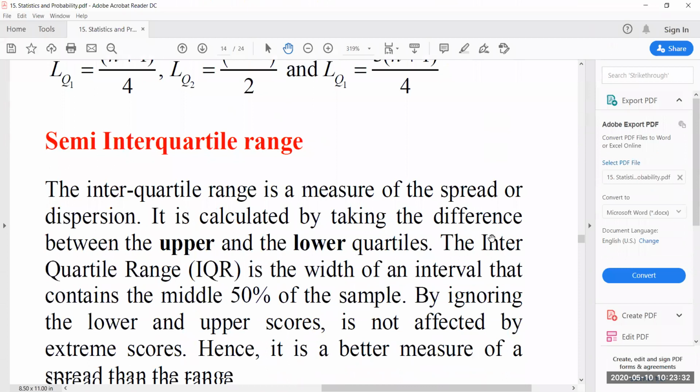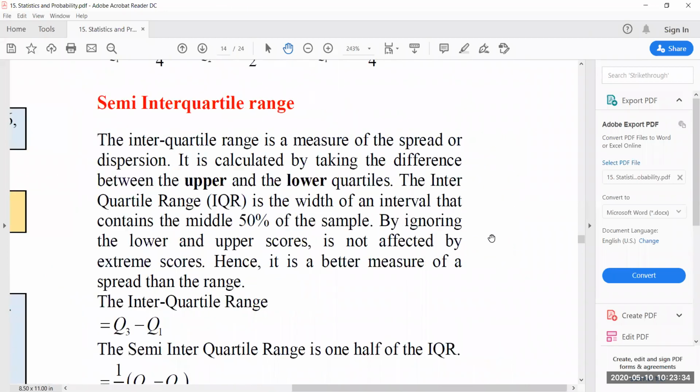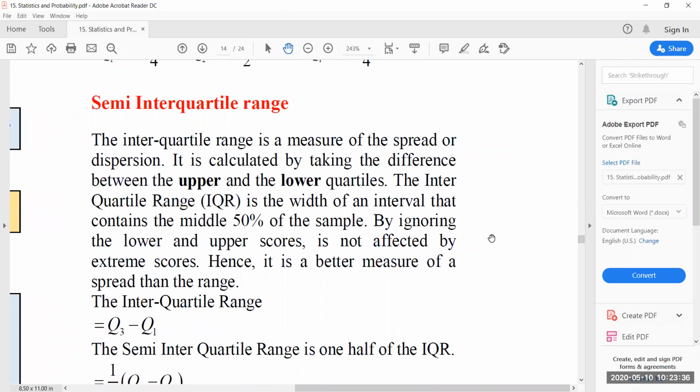Now let's look at the semi-interquartile range. The interquartile range is a measure of the spread or dispersion. It is calculated by taking the difference between the upper and lower quartiles. So in order to find the semi-interquartile range, you have to find the quartiles. Remember I told you all about 4 quartiles. We looked at the lower quartile, which is Q1, and then the median, which is Q2, and the third quartile, which is Q3, and now we're looking at the fourth quartile, the semi-interquartile range.